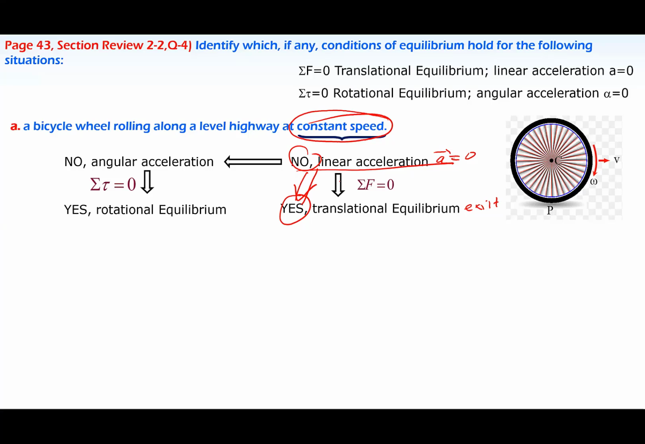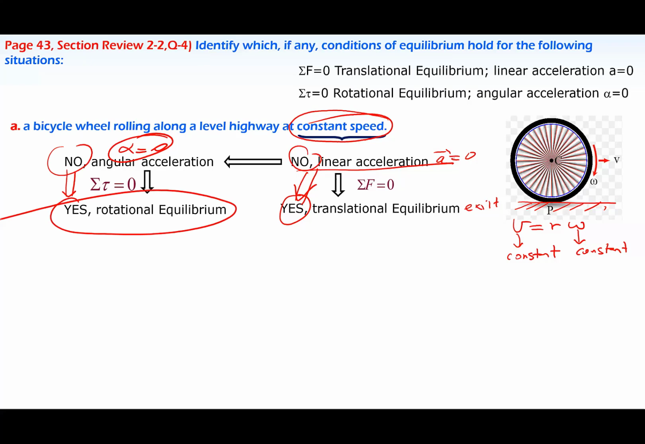For a rolling bicycle wheel, we learned in section 2, chapter 1 that linear speed and angular speed are related by r times omega. If linear speed is constant, which is also tangential speed, angular speed must also be constant for a rolling object. If angular speed is constant, which means no angular acceleration, because angular speed is not changing. Angular acceleration is 0. No angular acceleration, yes, rotational equilibrium.